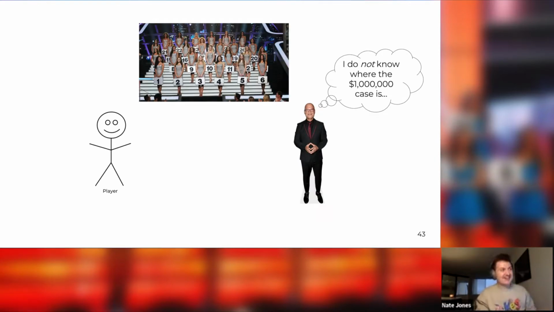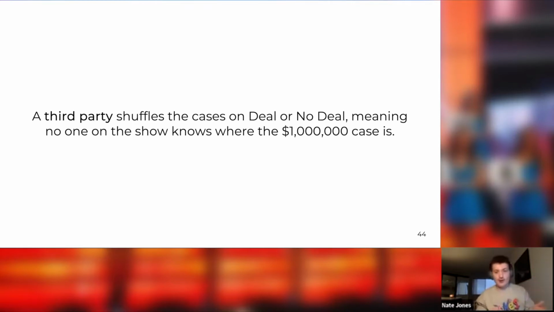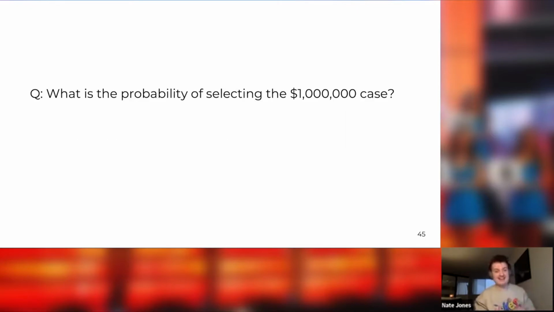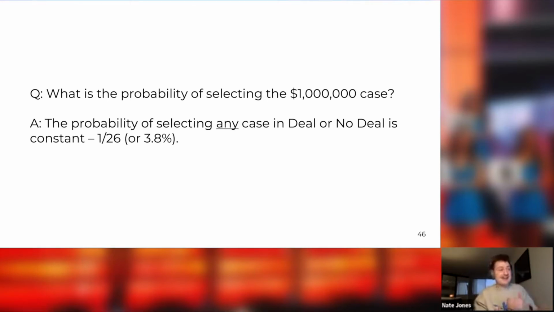But in Deal or No Deal, that's actually not the case because every episode of Deal or No Deal starts with this really fun phrase that a third party will always shuffle all the cases, and that the producers and the banker and the audience and the player and certainly the very charming Howie Mandel don't know where any of the cases actually are. And so this means after that 3-minute explanation, it all doesn't matter because the probability of selecting the $1 million case is just equal. The probability of selecting any case in Deal or No Deal is 1/26 since there's 26 cases. In this case, that's about 3.8% chance of picking any given case.